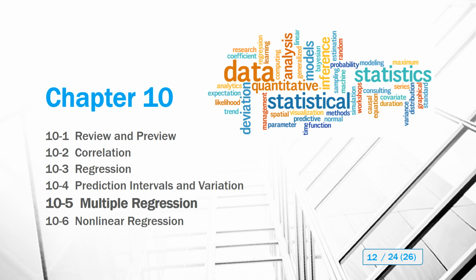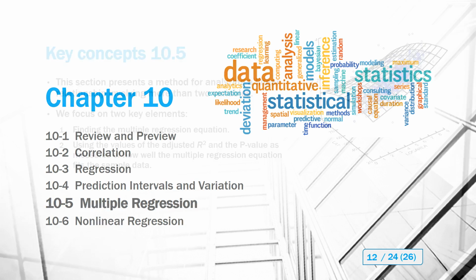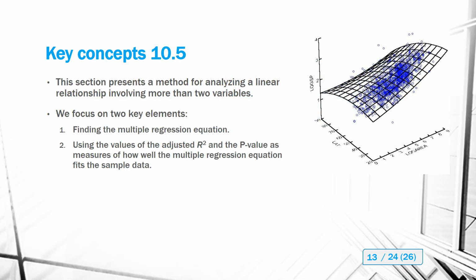And that concludes our lecture for section 4. Now we're ready to dive in to some really good stuff here in section 5, where we're looking at multiple regression. The key idea in multiple regression is that we're analyzing a linear relationship that involves more than just two variables. So this involves finding a multiple regression equation and then using values of an adjusted R-squared value and the p-value to measure how well the multiple regression equation fits our sample data.